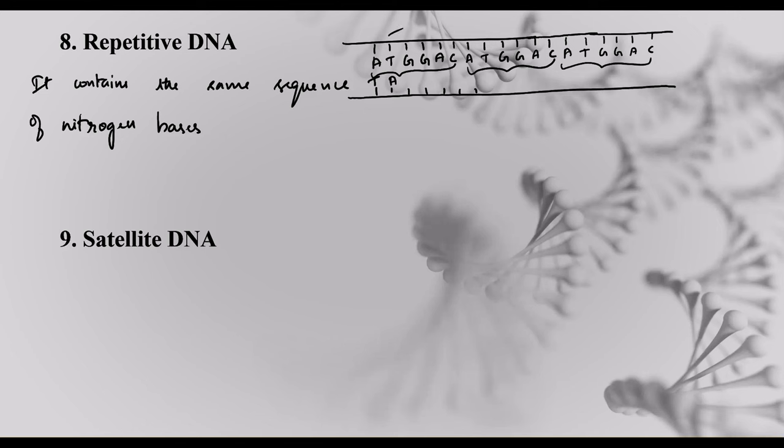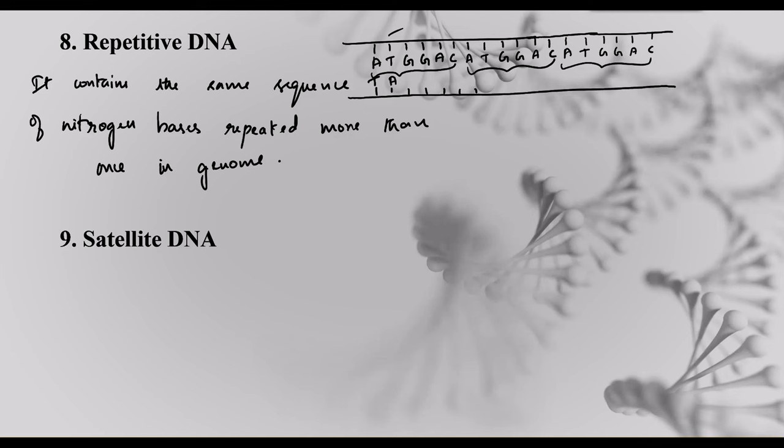Repeated more than once in the genome. Yes, okay. What is meant by genome? Genome is the entire set of DNA found in a cell. So that is called a genome.